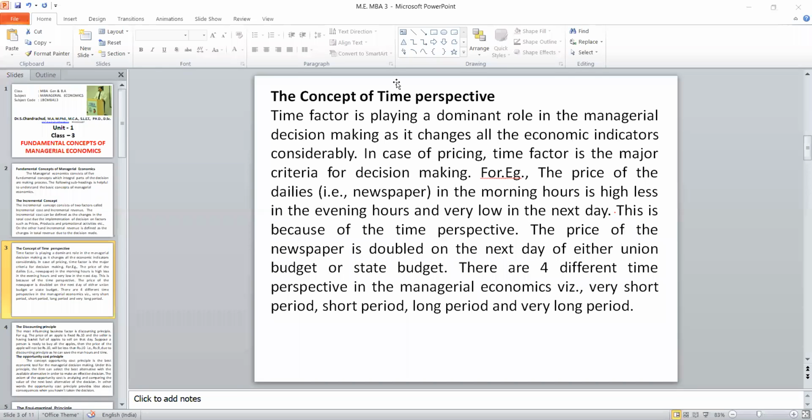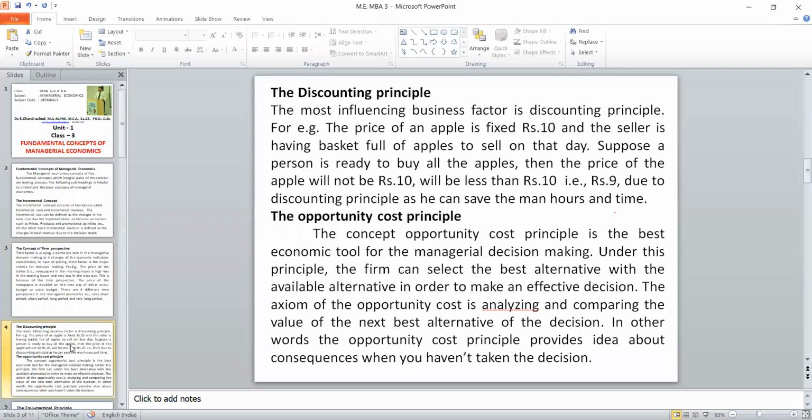Now let us move to the next fundamental concept. The third one is the discounting principle. The discounting principle is more important for decision making. Why? Because if you buy an apple, it costs 10 rupees. Suppose you are buying 10 apples, there is no need to pay 100 rupees, because that will be a discount. Why? The man hours are saved, and you make a bulk purchase. Economies of scale will play. So whenever there is a bulk purchase, there will be a discount. This discounting principle alone paves the way for better decisions.